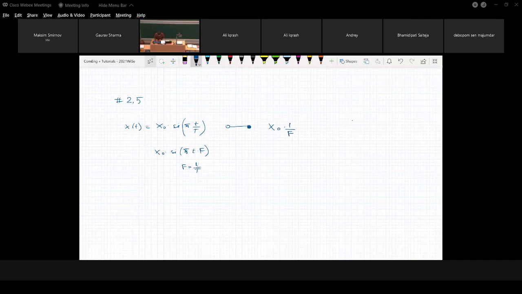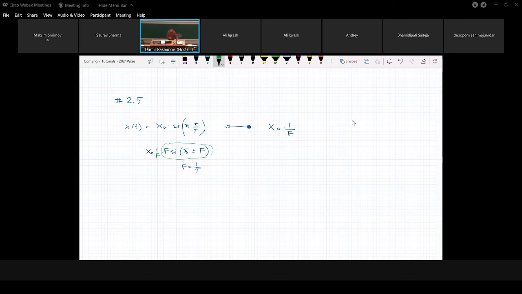Calculate the Fourier transform using our table. I can rewrite it as x0 times 1 over F times capital F, like this. Now you can just take the Fourier transform from our set of transforms. Where is this set? Here. So you have the psi function, but instead of capital T, you have F. And instead of small f, you have T.